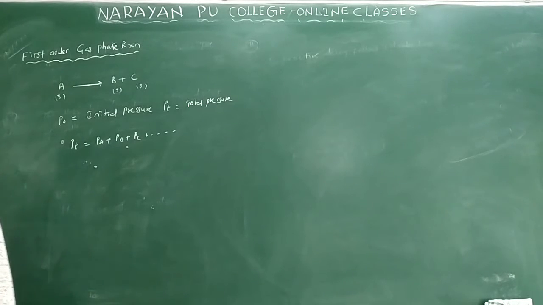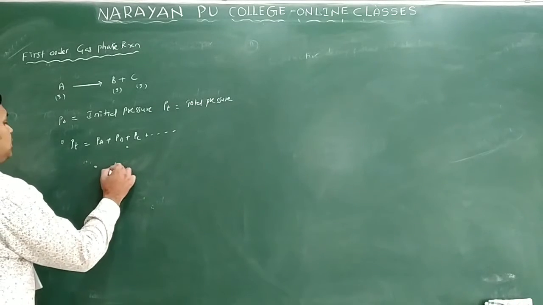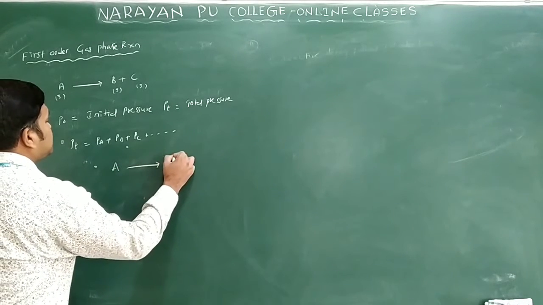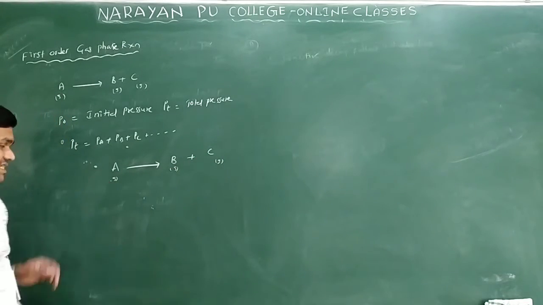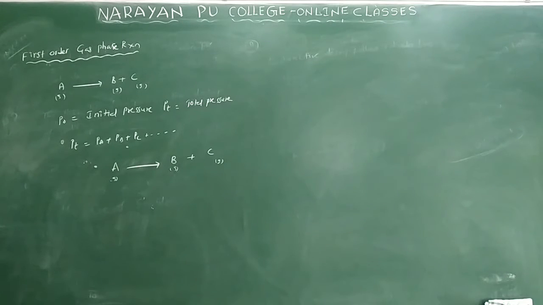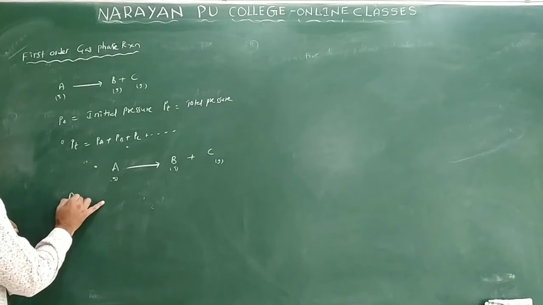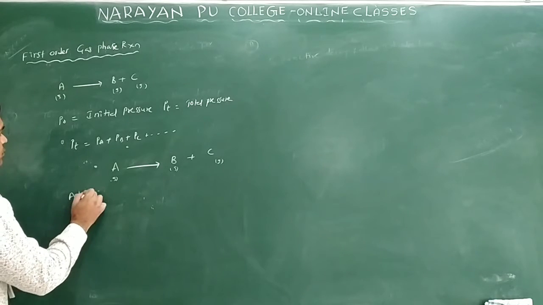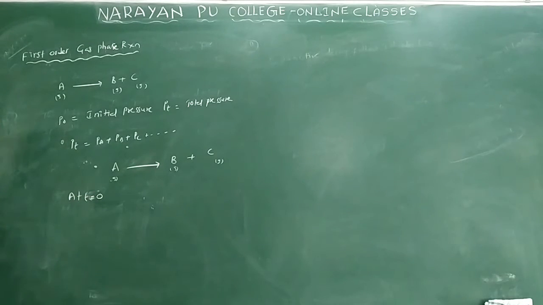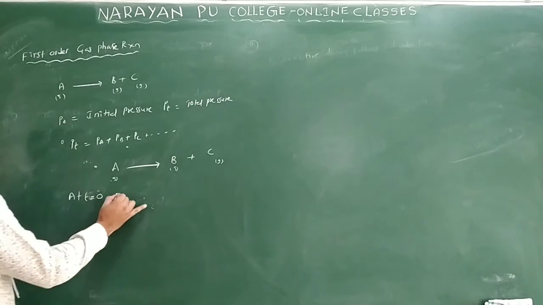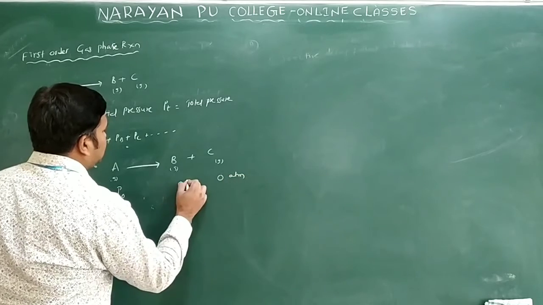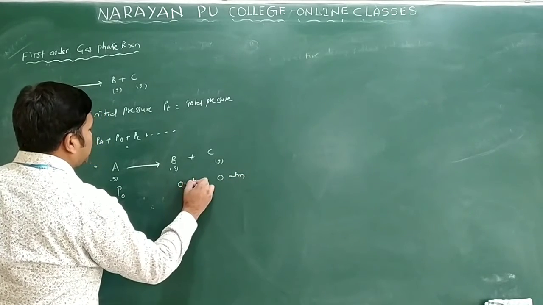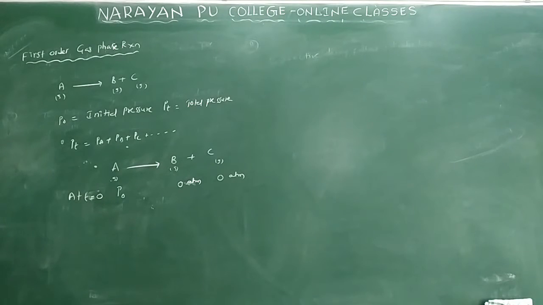Now we are taking the reaction at time 0 and at time t. Now I am writing this: A gives rise to B plus C. Already I told you these are in the gaseous state. At time t is equal to 0, the partial pressure of A, the initial pressure, is P naught. B is 0 atmosphere and C is also 0 atmosphere.